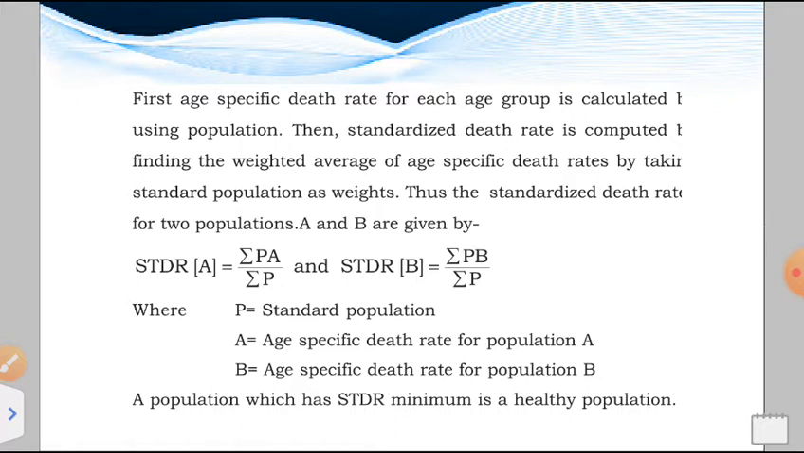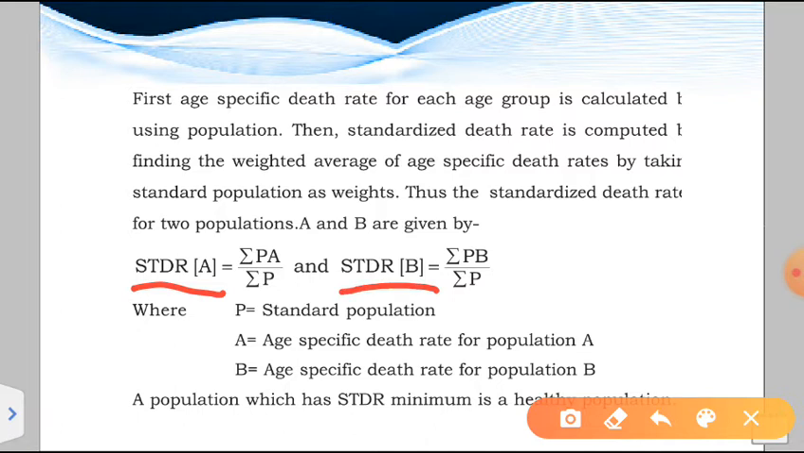We are here learning about age, that is, when we give weightage to age, how and what to do. Correct. So if we look at the formula, the first thing we are going to do is calculate the standard death rate for population A as well as for population B.